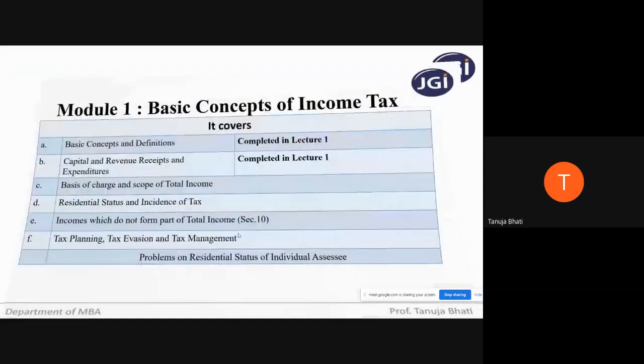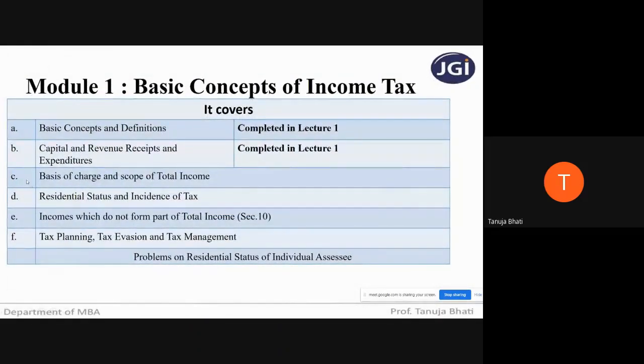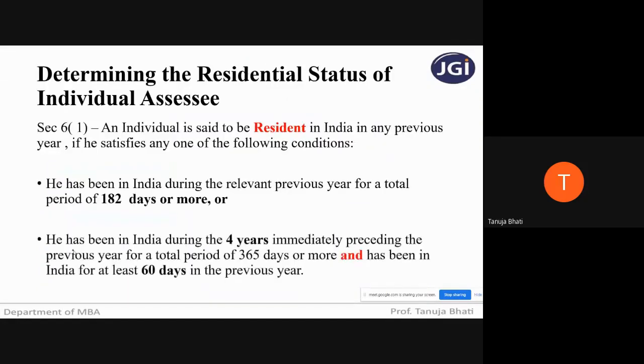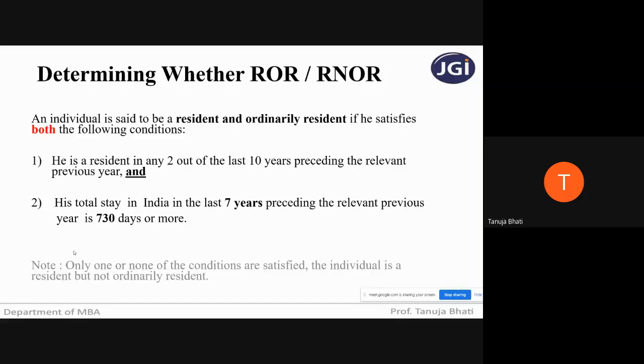Today we have completed points C and D. In my next class, we will be covering E and F, and then we will start with problems on residential status of individual. But for this, you'll need to know the provisions that I've explained in point D. So we will be starting the problems not in the next class, but after that. I hope you all have understood whatever was taught in today's lecture. Yes? Yes, ma'am. Okay.